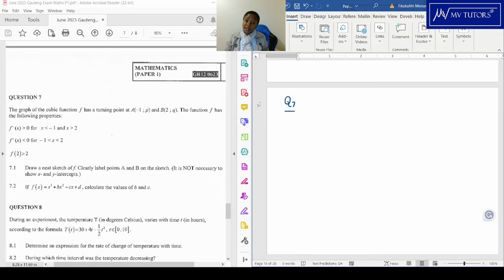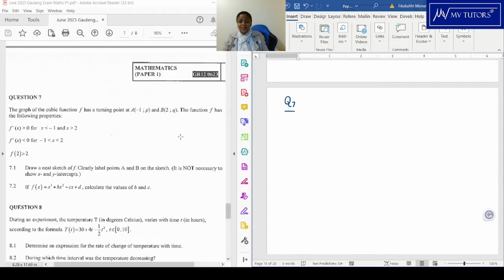So where it is bigger than 0, it's increasing. Where it's smaller than 0, it is decreasing. That is where we have x values being in between negative 1 and 2. And then where the x value is equal to 2, the function is bigger than 2. So now it says draw a neat sketch of f. Clearly label points A and B on the sketch. It is not necessary to show the x and y intercepts. And that is a relief because, like, wow.